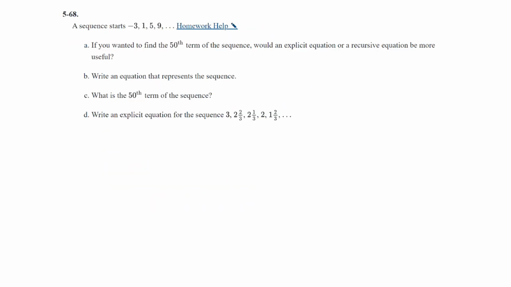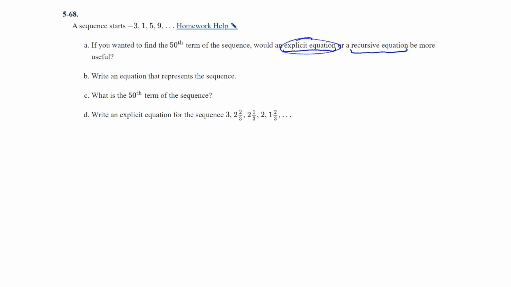Question 68, a sequence starts -3, 1, 5, 9. If you wanted to find the 50th term of the sequence, would an explicit equation or a recursive equation be more useful? So going back to sequences, an explicit equation works for finding any specific term. The problem with recursive is that you need the term before it. So if I wanted to find the 50th term, I would need the 49th term, and then the 48th term, and so on. So if we wanted to find the 50th term, the explicit equation would be more useful.